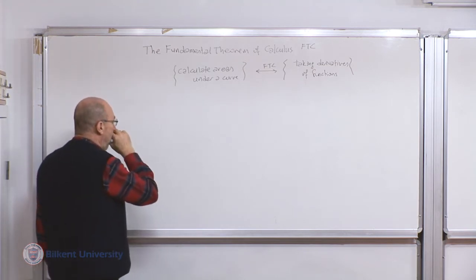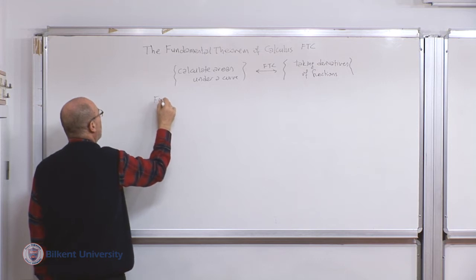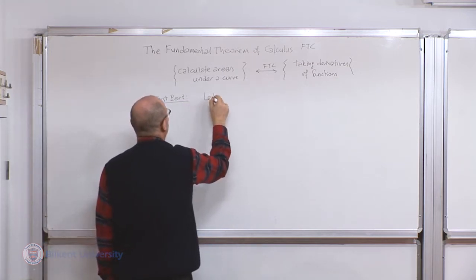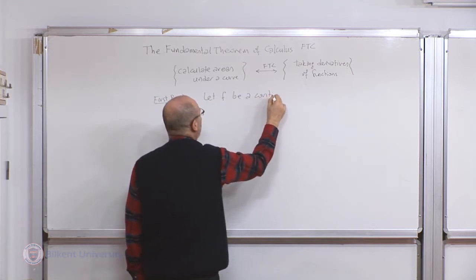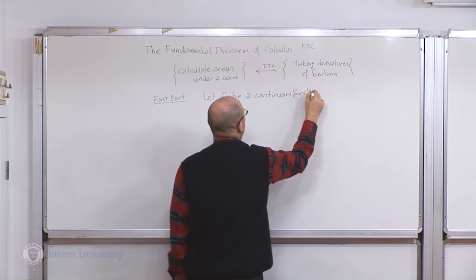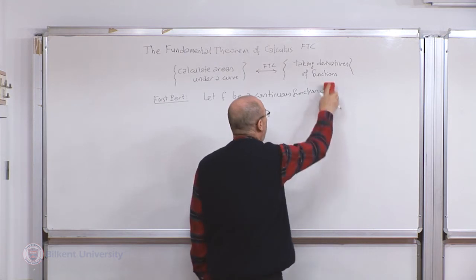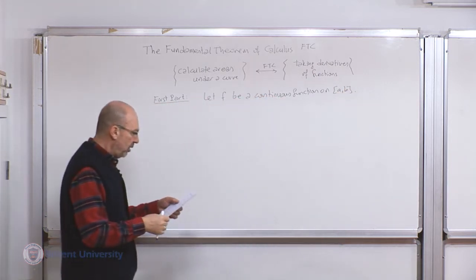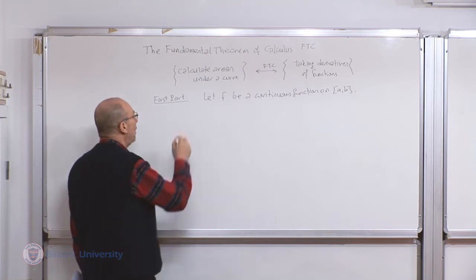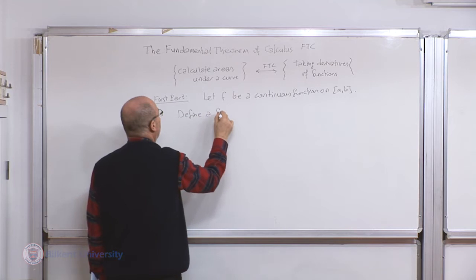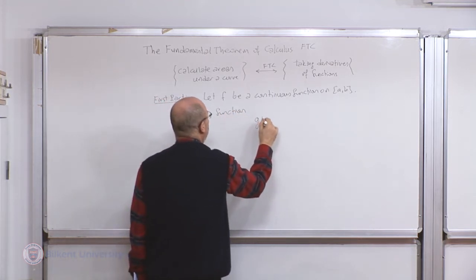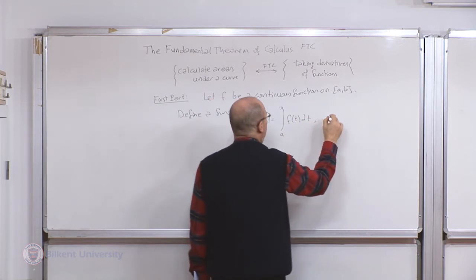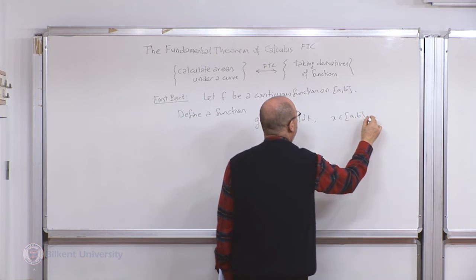Okay, so the first part is the following. We start with a continuous function. Let f be a continuous function on an interval [a, b], a closed and bounded interval. Define a function g of x as the integral from a to x of f of t dt, for all x in [a, b].